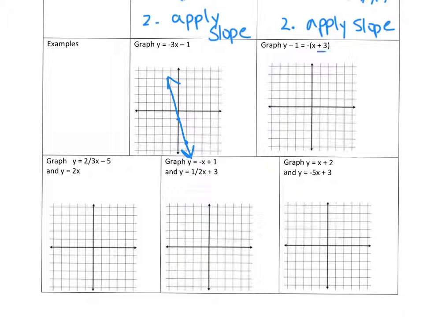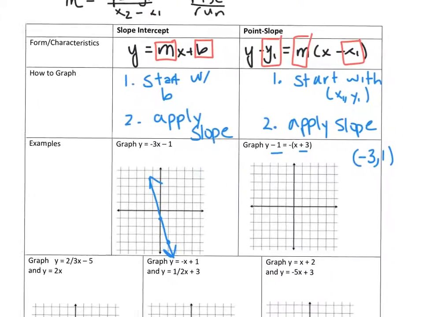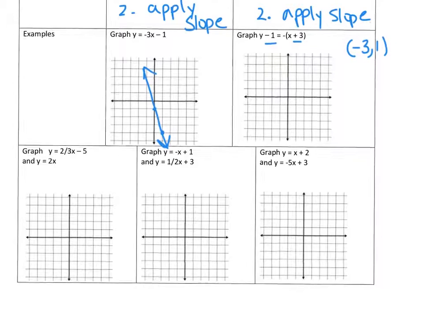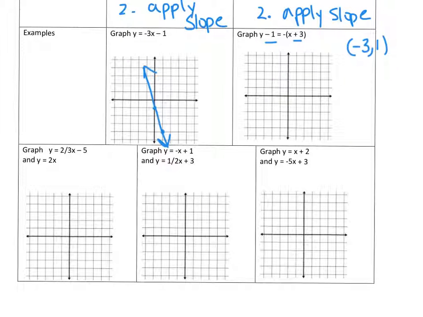Over here, I'm going to find the point. The point is going to be -3, +1, because the formula was y minus y1, x minus x1, so that means opposite. And then my slope is -1, because that's the number in front. So I'm going to start at the point -3, 1, which is right there, and apply the slope of -1, which is down 1, right 1. So down 1, right 1, down 1, right 1, and then I connect.